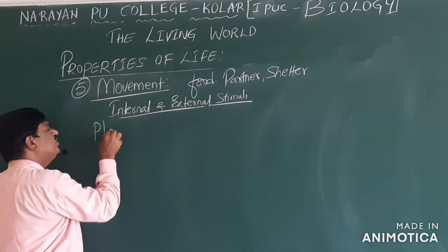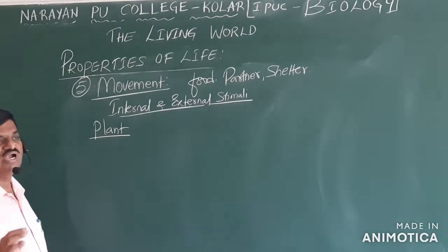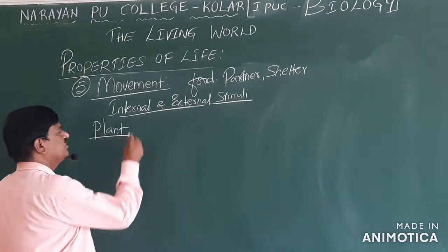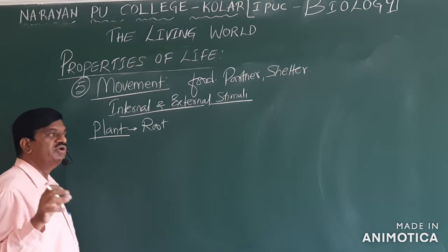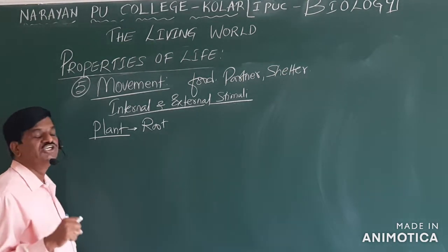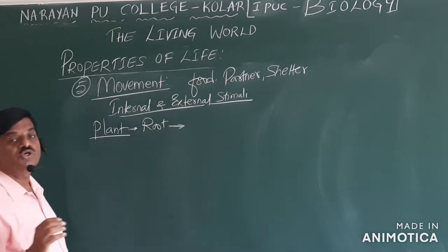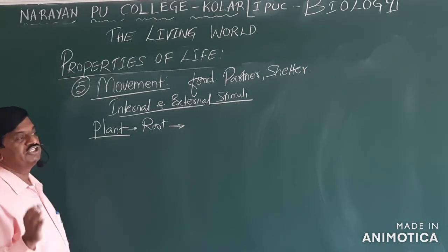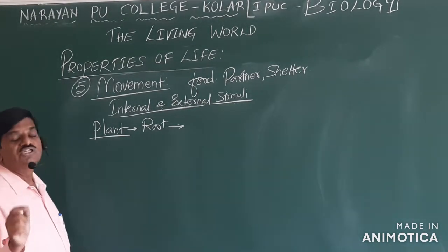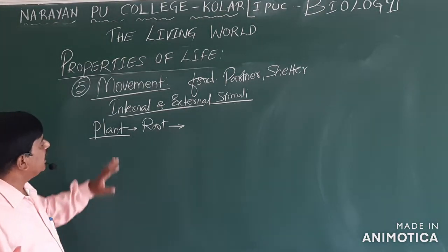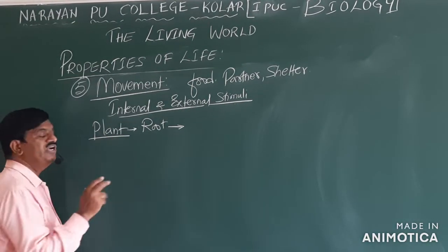But we'll take plants as an example. We know that all plants have a well-developed root system. The root holds the plant, so it is anchored to the soil, and the plants cannot move. But still, plants also move from one direction to another. The best example is the sunflower, whose flower moves toward the direction of the sun. Similarly, roots always move towards water. Like this, movements are present in plants.